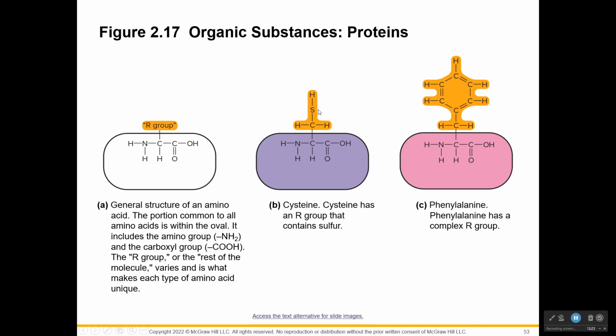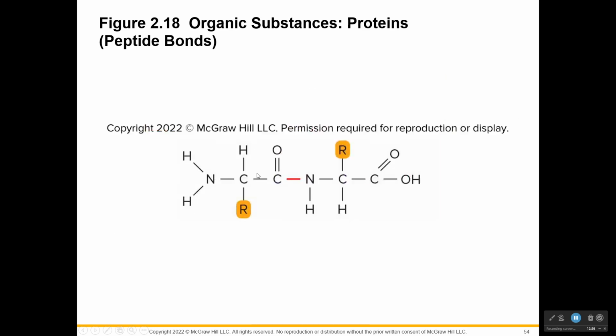So this is cysteine. It's the only amino acid that has sulfur in it. So remember that trace element is found in our protein. And then this is phenylalanine, another type of amino acid. So these chains up here, these R groups can get quite crazy. And so when you take this amino acid and this amino acid, you can bond them together with a peptide bond.